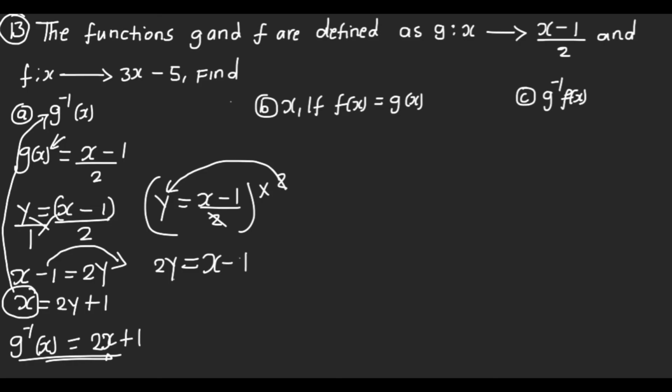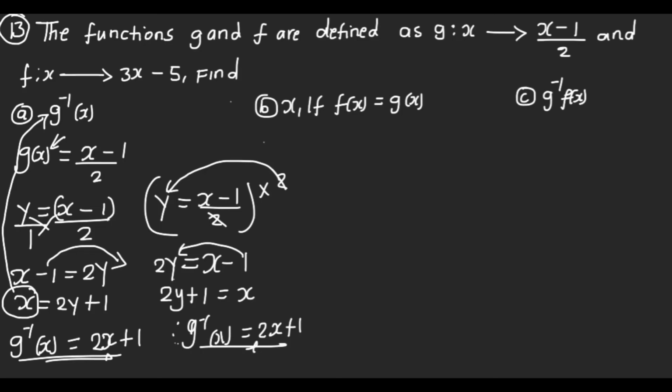So if we shift 1 to this side, we are going to get 2y plus 1, giving us x. Then our final answer, we have now g of inverse of x is equal to 2x plus 1. So you can simplify it like this.